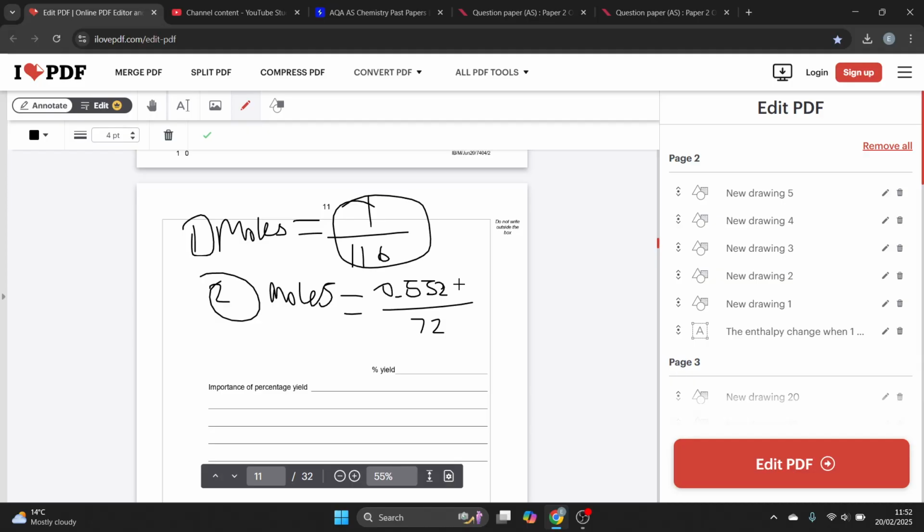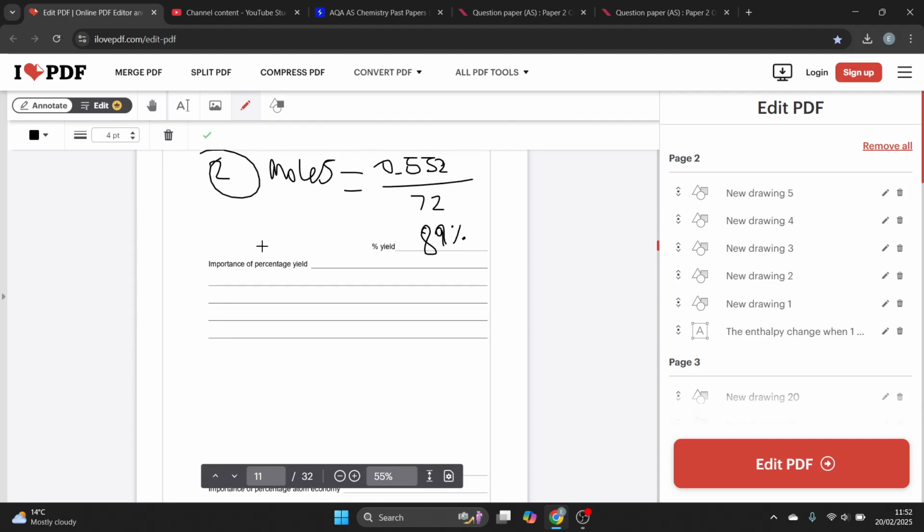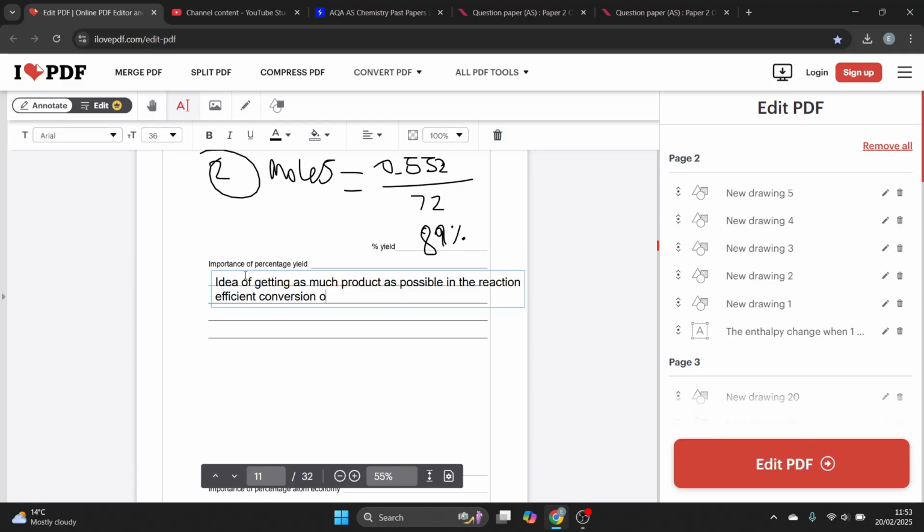0.552 divided by 0.621 times 100 is 88.9%, so we can just say 89%. An important percentage yield: the idea of getting as much product as possible in the reaction, or efficient conversion of reactants to products.